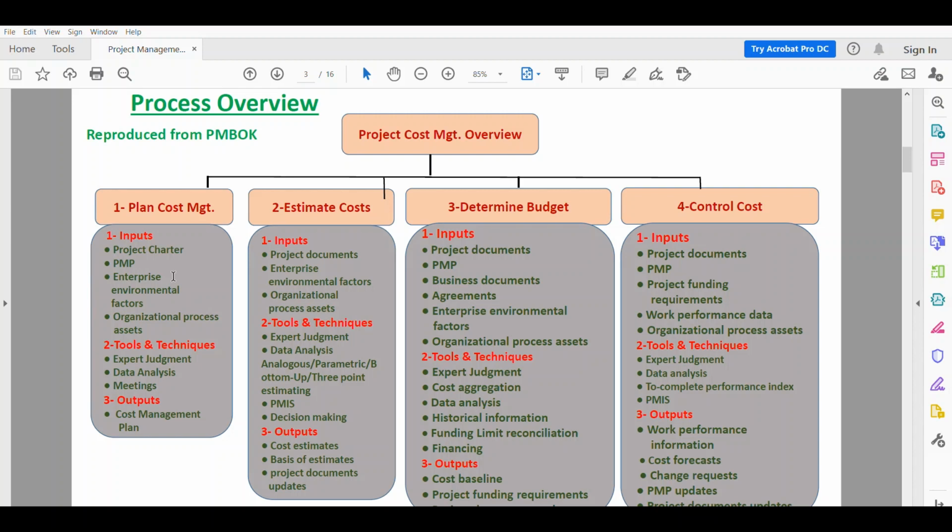Some of these outputs are inputs to other processes, like one of the outputs of one process can be an input to another process. The tools and techniques can be similar in each process, and sometimes they differ. Like expert judgment is used in all four processes. So we first talk about plan cost management.